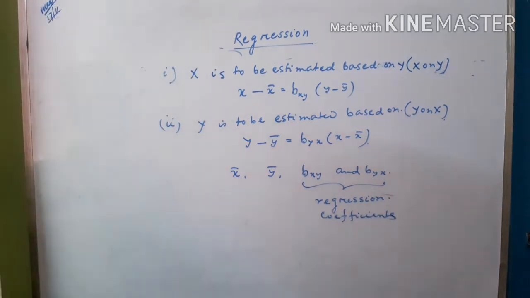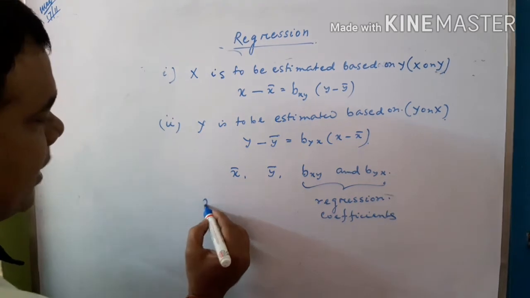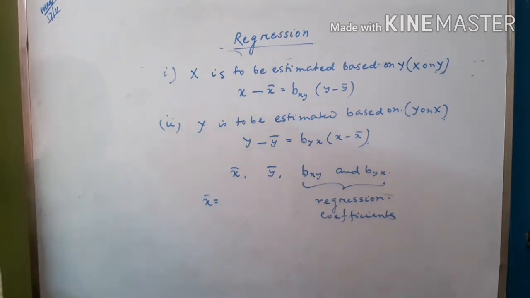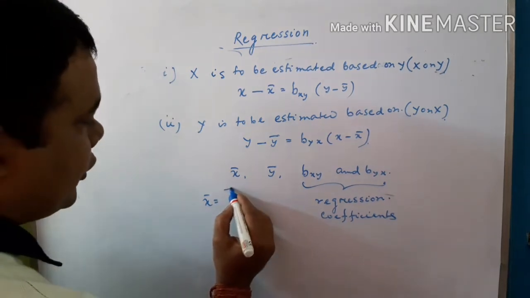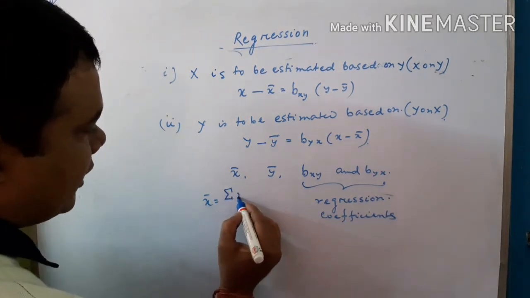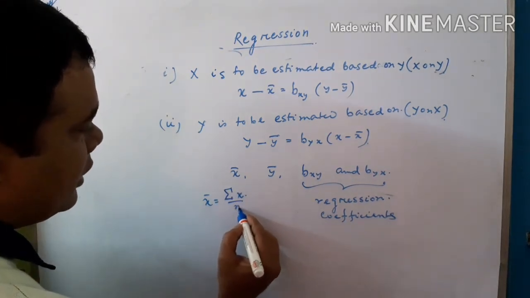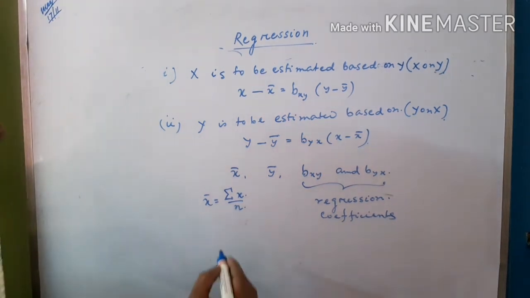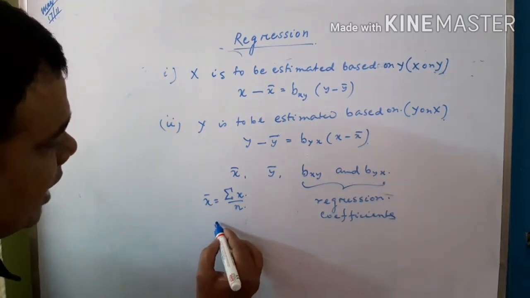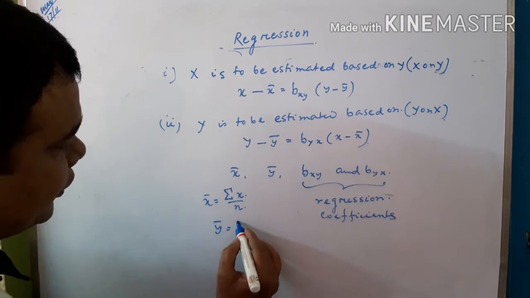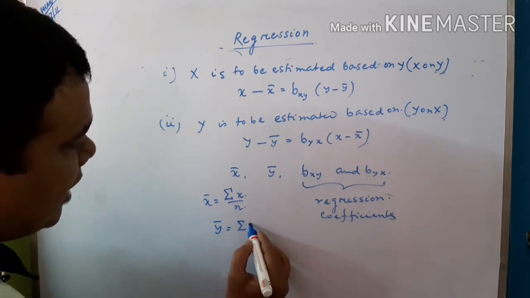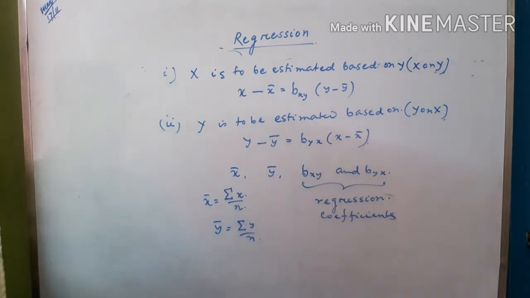Clear? And x bar, we know how to find out x bar. X bar means sum of observations of x by the number of observations. So x bar is calculated by using the formula sigma x by n. Similarly, y bar is calculated by using the formula sigma y by n.